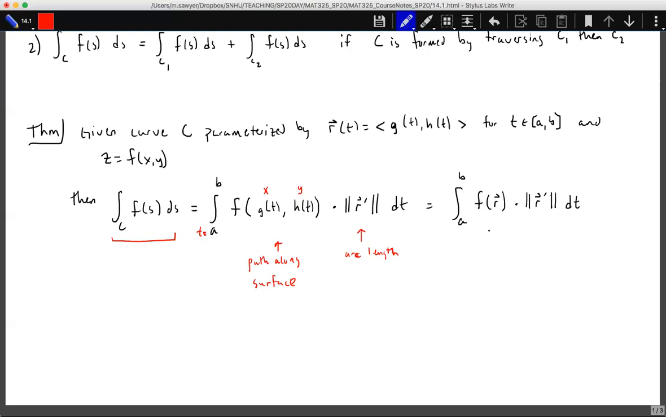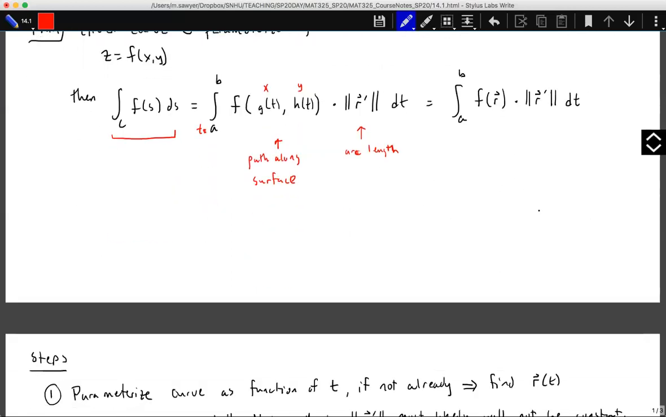In shorthand notation, we can take the surface, insert the curve, and then multiply by the magnitude of the vector valued function's derivative. It's important to note that the magnitude of the velocity vector may not be a constant; most likely it will be a function of time.